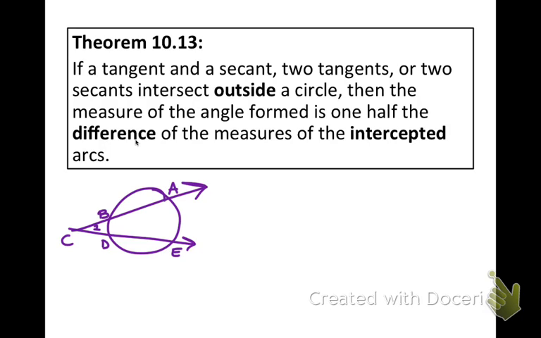Now where are your 2 intercepted arcs? Say it again. AE and BD, right, would be your 2 intercepted arcs. Which ones are you going to subtract? AE minus BD. Perfect. So the measure of angle 1 is equal to 1/2 the measure of arc AE minus the measure of arc BD.